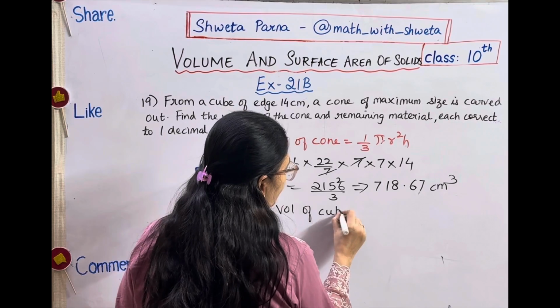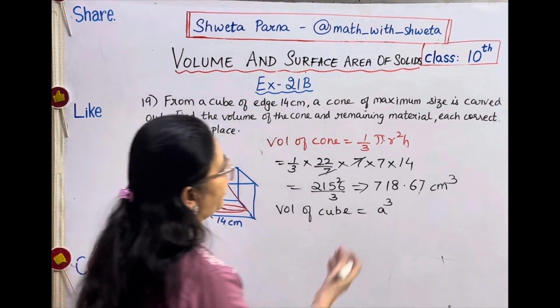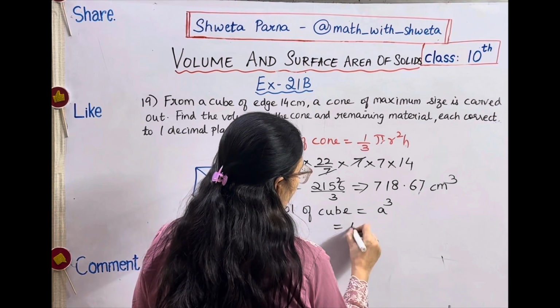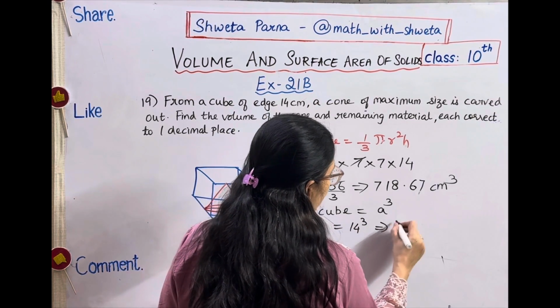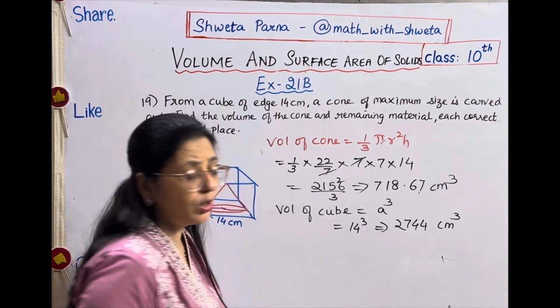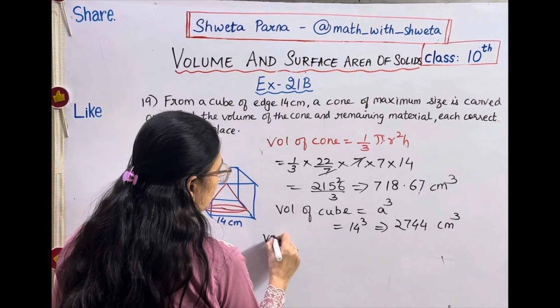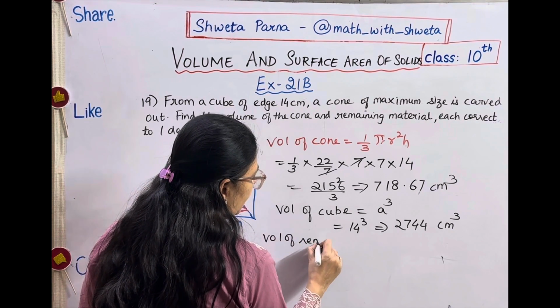What is the formula to find the volume of cube? It is a cube. What is a? A is the side. So it is 14 cube. 14 cube, answer is 2744 centimeter cube. You need to learn the cubes, okay? Now what is the volume of the remaining material?